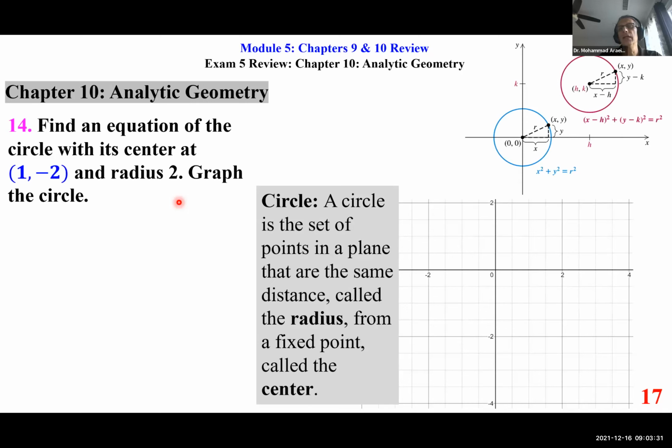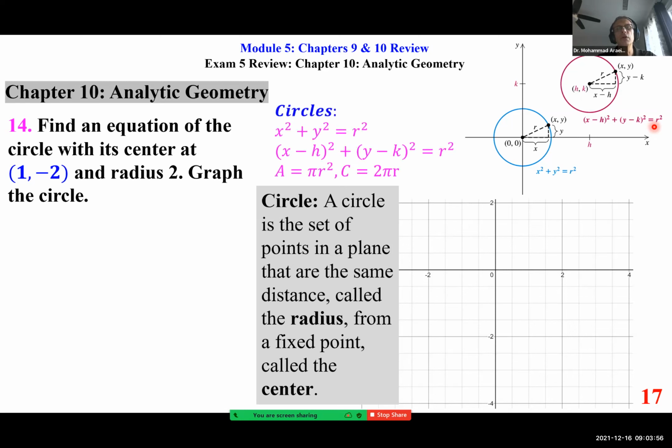looking like that. If it's centered at the origin or 0, 0, the formula is x squared plus y squared equals r squared. That's a standard form. If it has a different center, such as h, comma k, then the standard form is x minus h quantity squared plus y minus k quantity squared equals r squared. So we have all the information here, and also, of course, area is pi r squared, circumference is 2 pi r. I don't believe anybody has any problem with that. Everybody remembers all of it.